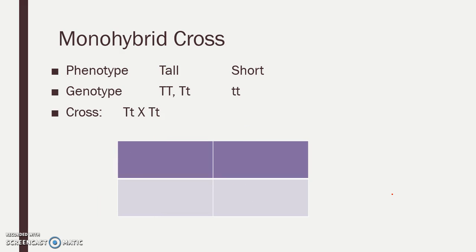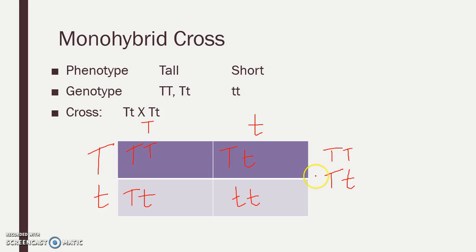Okay, well now let's take those two F1s and cross them. So I'm going to do big T, little t, and I'm going to cross it with big T, little t. Okay, so again I bring in the T's. And I'm going to get 1 big T, big T. I'm going to get 2 big T, little t's. And I'm going to get 1 little t, little t.